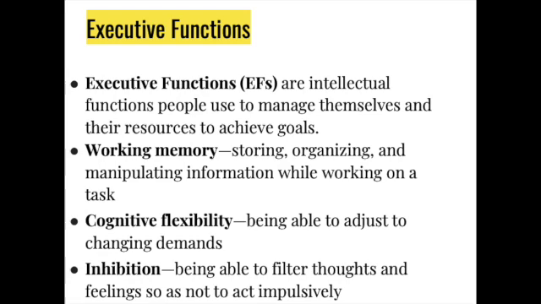Okay? Not all researchers list the same EFs, but the following three functions are always listed. Working memory, which is storing, organizing, and manipulating information while working on a task. Sometimes we call it short-term memory, but short-term memory refers only to storing information while working on a task. Cognitive flexibility, which is being able to adjust to changing demands on your time and attention. And then inhibition, which is filtering your thoughts and feelings so as not to act impulsively. EFs have their developmental roots in early childhood and are easily seen about 9 years old, but they don't mature until 25 years of age.